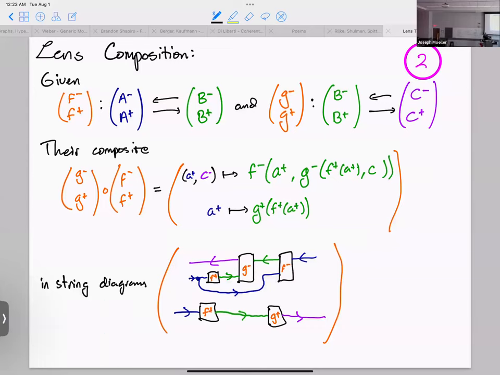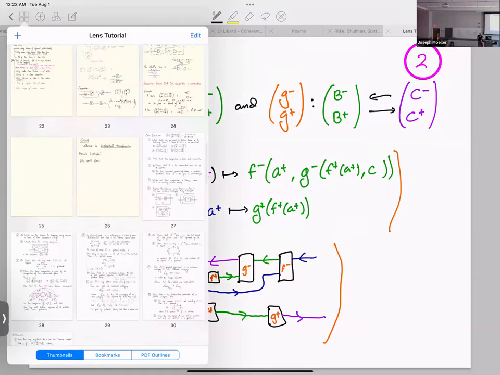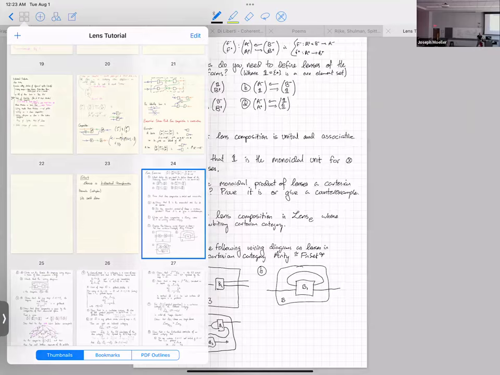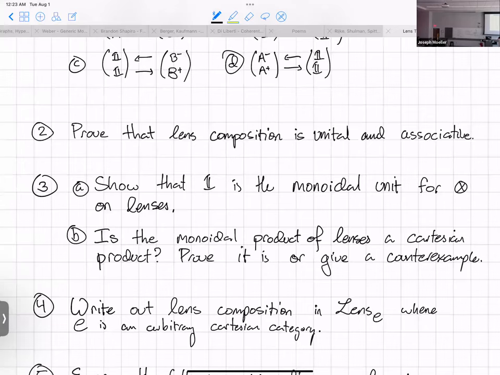Yeah. And so my exercise here, we're still going to do some exercises, is to prove that lens composition is unital and associative. You can use string diagrams, or you can just write out the formulas and check. By unital, I mean you have to come up with the notion of identity lens and then prove that composition with the identity lens acts as the identity. So what we're doing here is proving that this composition is part of a category.